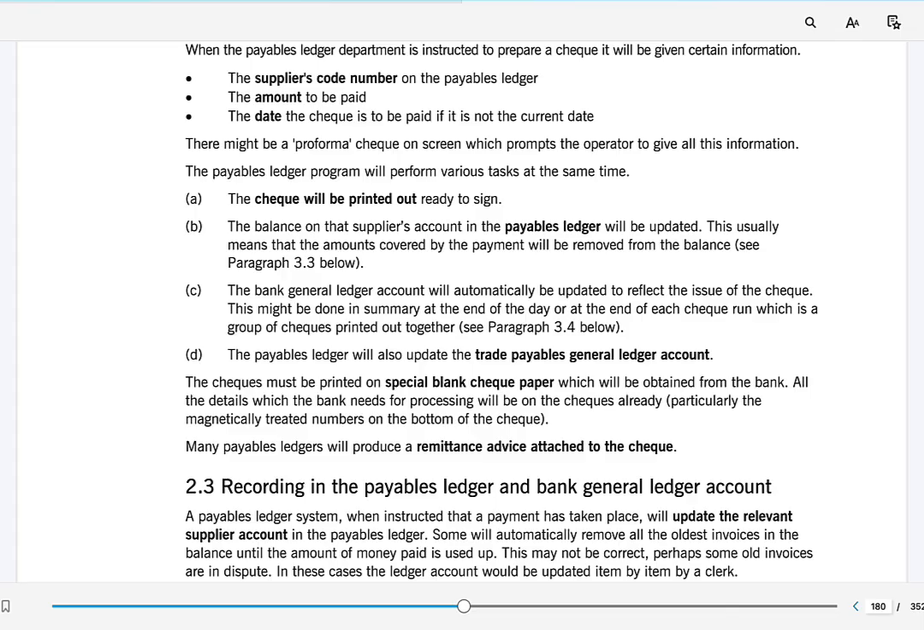This is why the book says updating the payables ledger causes the bank general ledger and trade payables general ledger to be automatically updated. Automatic Task 5. A remittance advice may be produced.